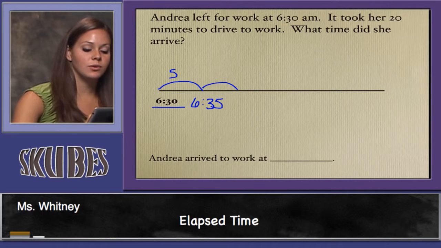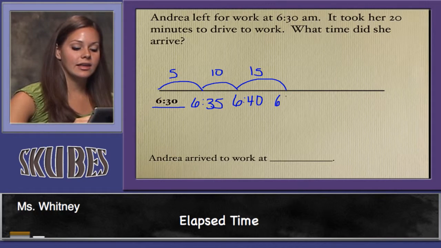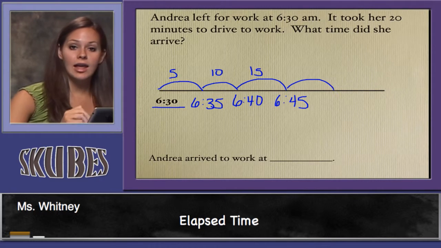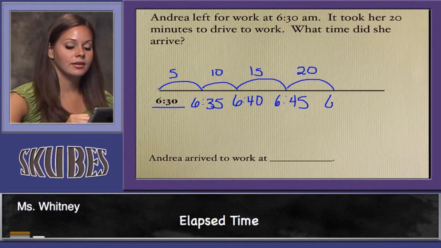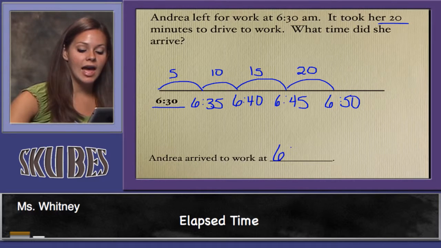Another 5 minutes, which is a total of 10 minutes. It will be 6:40. Another 5 minutes, which is a total of 15 minutes. It will be 6:45. Another 5 minutes, which is a total of 20 minutes. It will be 6:50. It took her 20 minutes to drive to work. So Andrea arrived at work at 6:50 a.m.